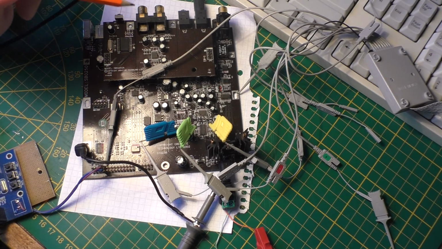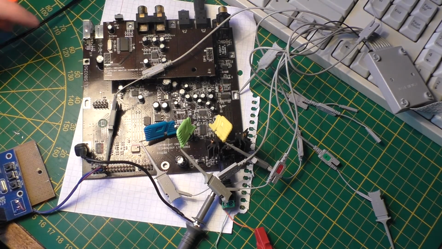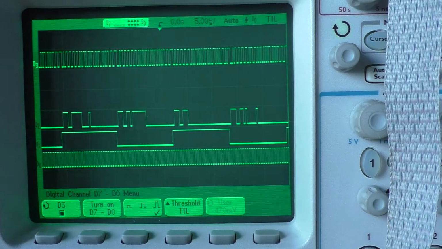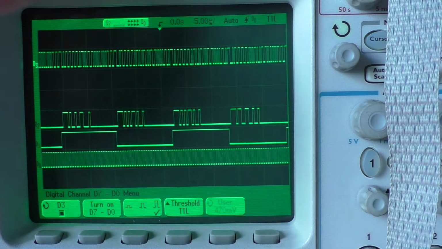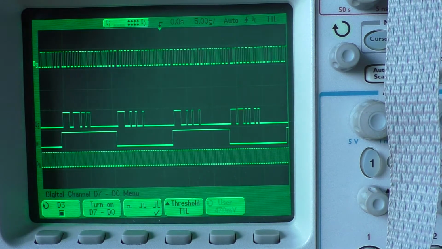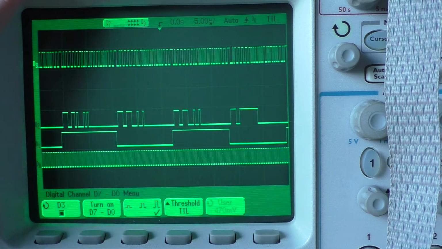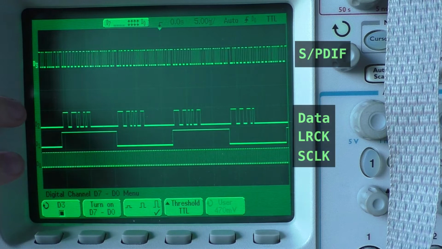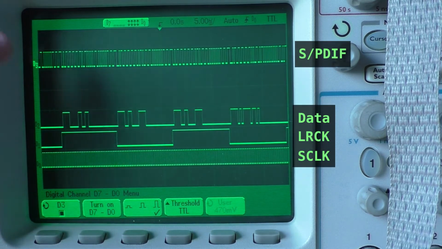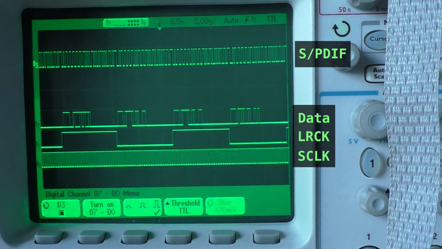So let's go to the oscilloscope and take a closer look at these. This is the logic analyzer connected to the board. This oscilloscope is a mixed signal oscilloscope, so it's got a 16-channel logic analyzer built in. On the bottom, these 3 signals are I2S, and on the top one, labeled D3, is the SPDIF signal. As you can see, they are perfectly synchronized.